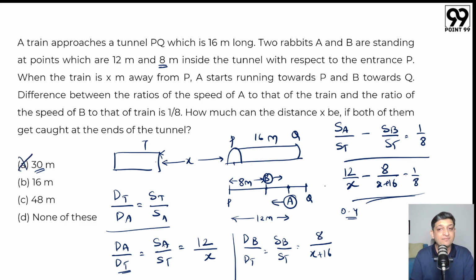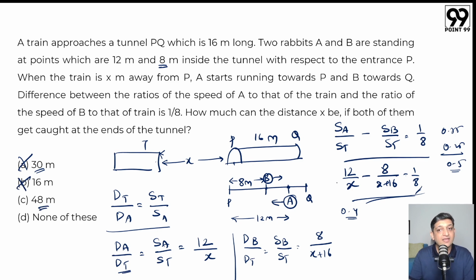What about 16? 12 by 16 is going to give me 0.75, which is fine. But 16 plus 16 is 32. 8 by 32 is going to be 0.25. I'm going to get the difference as 0.5, which is definitely not going to be equal to 1 by 8, because 1 by 8 is 0.125. So this is not my answer.